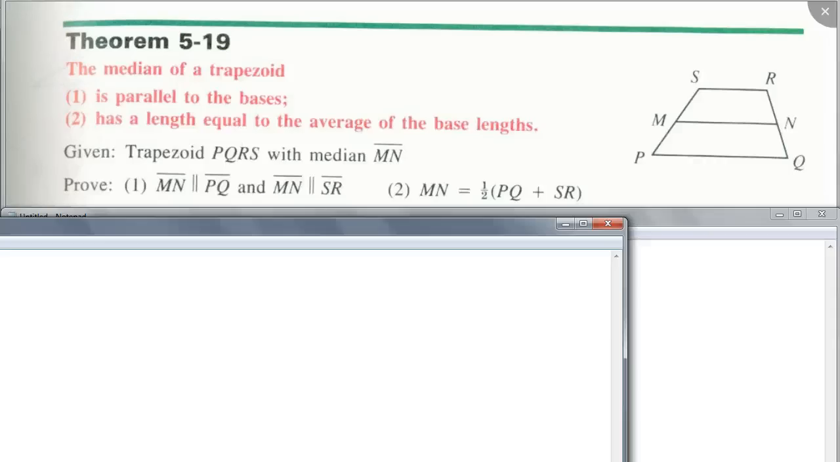In a minute we're going to think about how we're going to prove this. Any questions? Do you understand what it's saying? Look at what it says right here: Mn is equal to half of the sum of the two bases, SR plus PQ, divided by 2. You have to add these two together first. You find the average of the two lengths. So Mn happens to be the average of the two lengths.